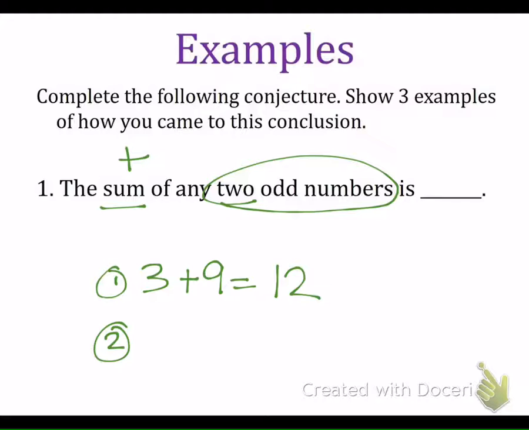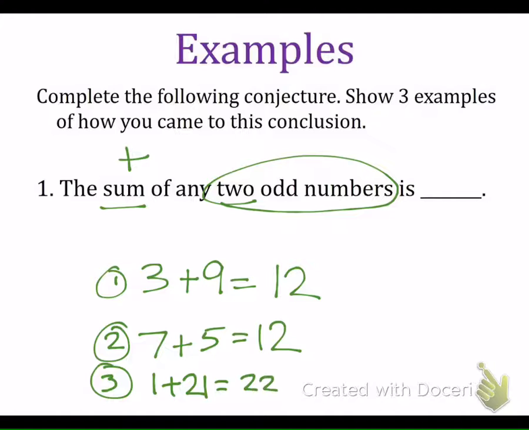Give me another odd number. 7 and 5. Still gives me 12. 1 and 21 are the next 2 numbers I heard. So all of these sums are what? Even. 12, and 22 are all even numbers.